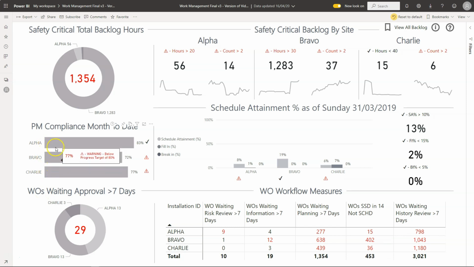Another feature here that I tried was to colour code these. Now it didn't really work particularly well because you get a big block of colour if it's in red, and that overwhelms the other colours, and instinctively we think a lot of red, big issue, and I didn't want that to happen because PM compliance being in red is a big issue, but it's no bigger an issue than some of these other ones. So that is why I've added these little symbols at the end here, and on the schedule attainment as well. I've added those in, and that just lets us see if we're on target or off target.